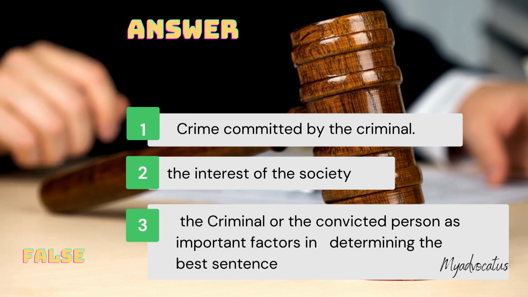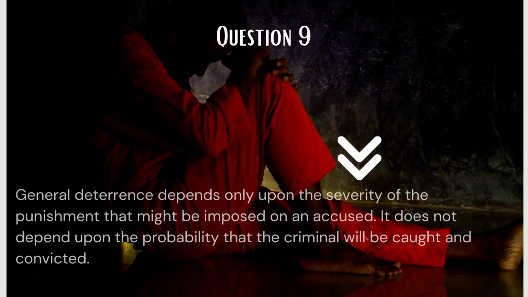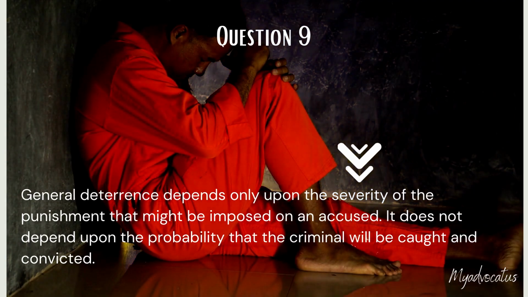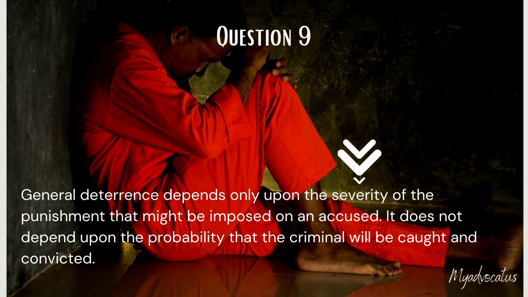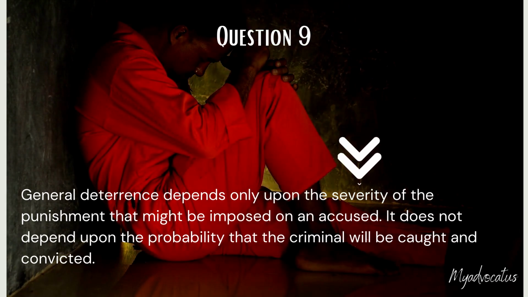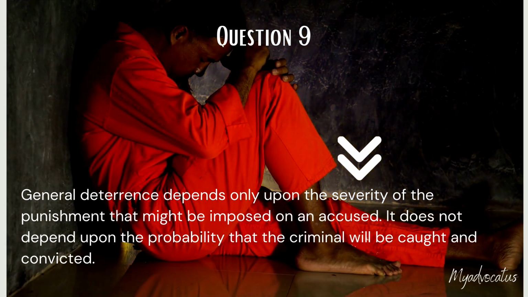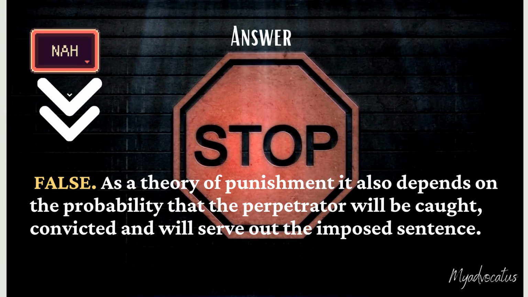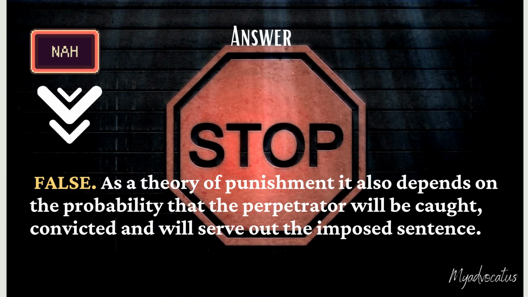Question number 9. General deterrence depends only upon the severity of the punishment that might be imposed on an accused. It does not depend upon the probability that the criminal will be caught and convicted. Answer. This statement is false. As a theory of punishment, it also depends on the probability that the perpetrator will be caught, convicted, and will serve out the imposed sentence.